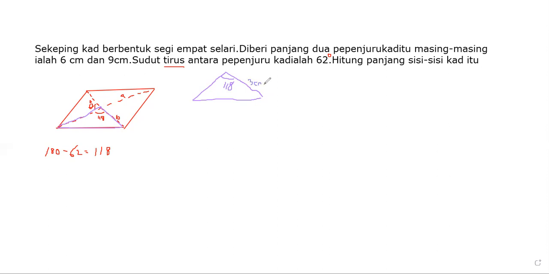Okay, because that would be half of the diagonal. And the other line, we will also get the length using the same method. So from the center to the diagonal would be 4.5. So right now what we have to do is we have to put this inside the sine rule.